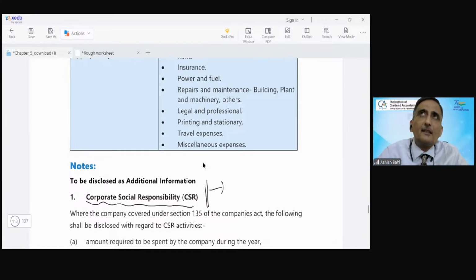Do you remember, students, the provisions of the Companies Act regarding CSR? You have read them in your company law classes. Which section deals with it? And what is the main provision? Anybody who remembers it? Drop a mail. Tejaswin, you are writing it is not completed. Okay.